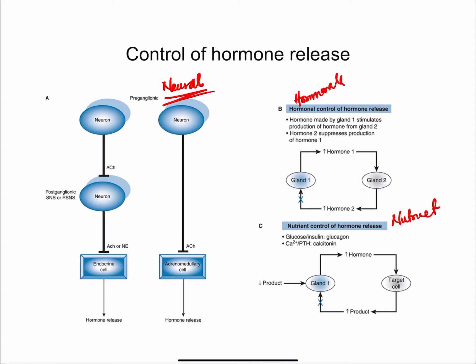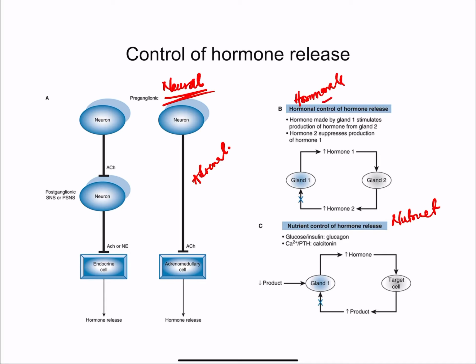In the neural, we have the parasympathetic nervous system, sometimes, often controlling the secretion of hormones. We've seen this in organs such as the pancreas, where insulin is made. We also see it in the adrenal glands. Okay, this is the neural control of hormone release.